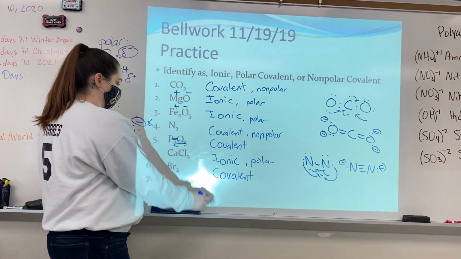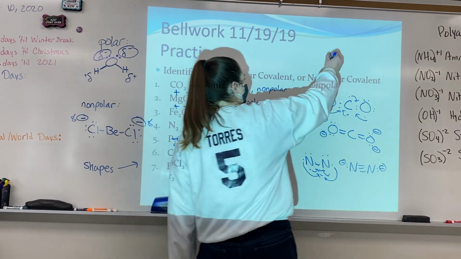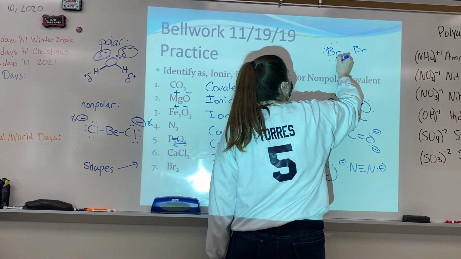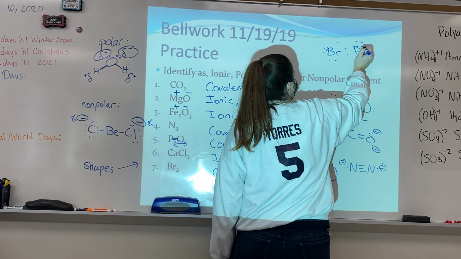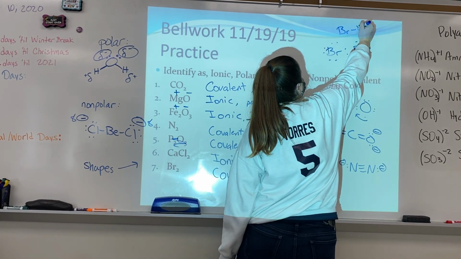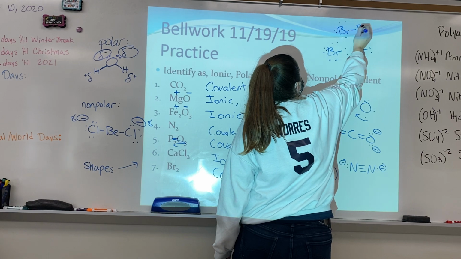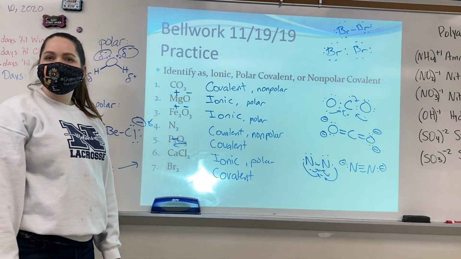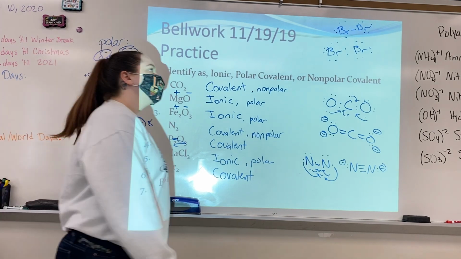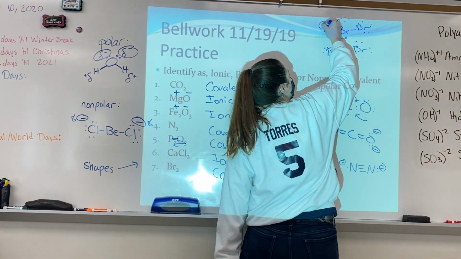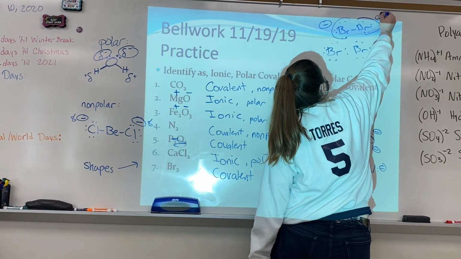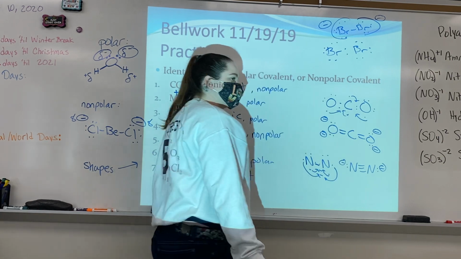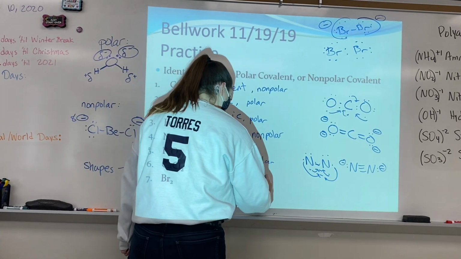P2O3, don't worry about that one. Br2: 1, 2, 3, 4, 5, 6, 7 on each. So this one is going to be your single bond. So bromine, is it polar or non-polar? Non-polar. It's non-polar because you have a bunch of dots here, so that's negative, and a bunch of dots here, so that's negative. If you have the same sign on either side, you have non-polar.